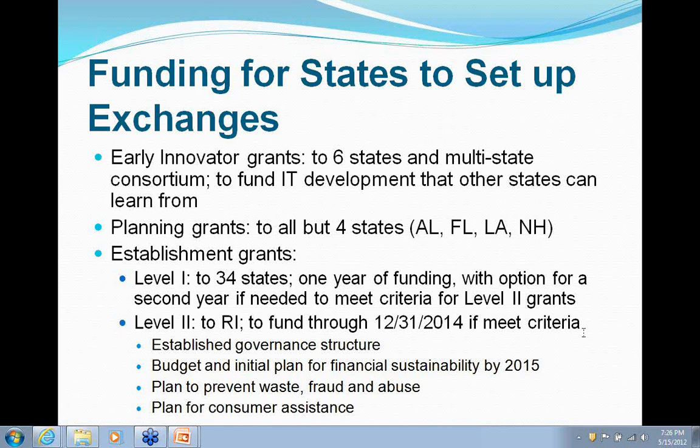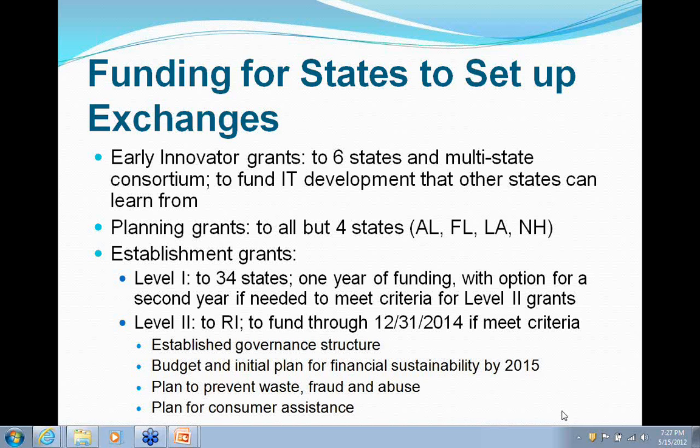There's also a set of funding called planning grants that went to all but 4 states, and I have them listed here. And then a final bucket is called establishment grants. There is an initial funding that 34 states have received, and it's 1 year's worth of funding with the option for a second year of this first level of funding if you need to do further work to meet the criteria for Level 2 grants.